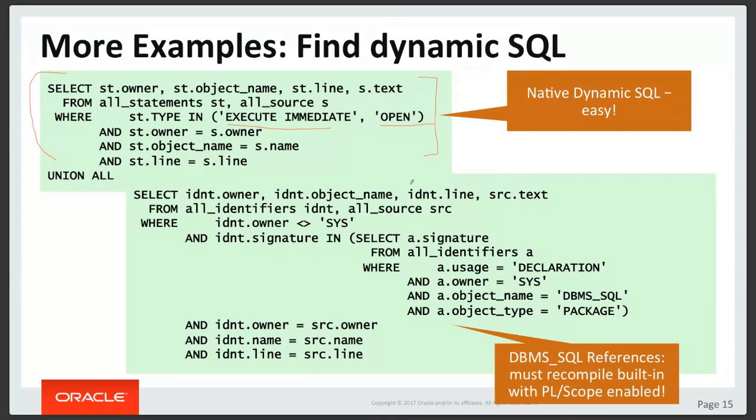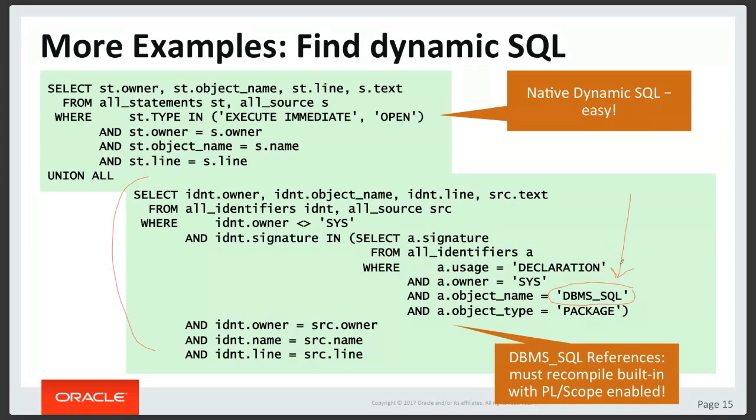And then this is a bit more complicated, and you'll have to talk to your admin about doing this, but you can also gather identifiers for the built-in packages like DBMS SQL. Up through 12.2, these are not automatically compiled with identifiers and statements on. So you'll have to go back and have your admin do that. And once that's been done, you can then search for all the places in your code that have a reference to the DBMS SQL package.